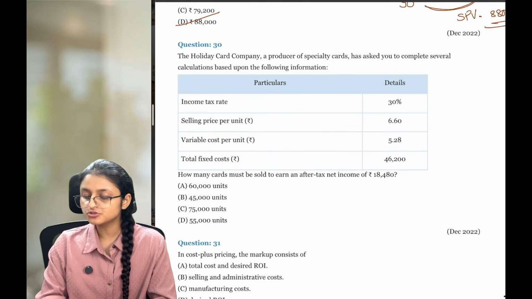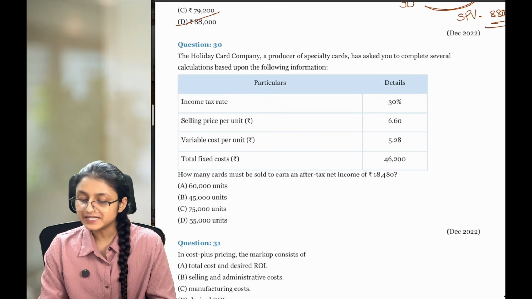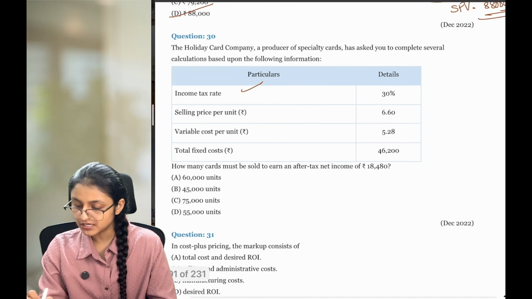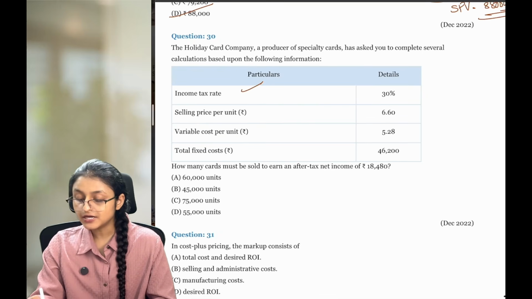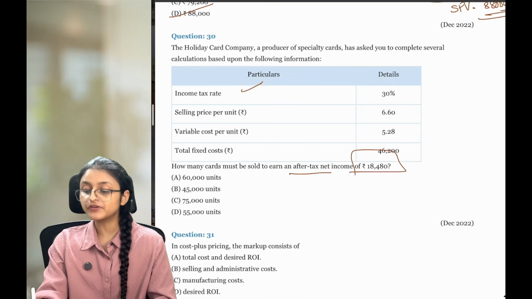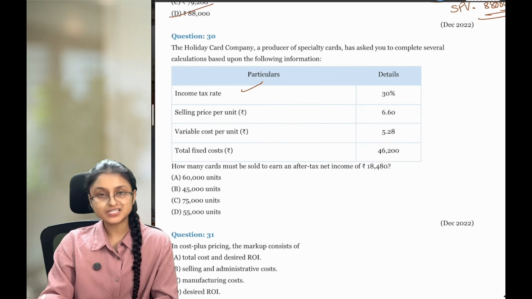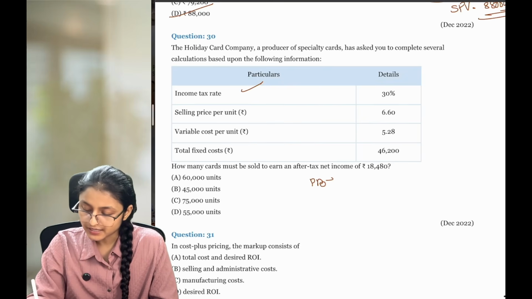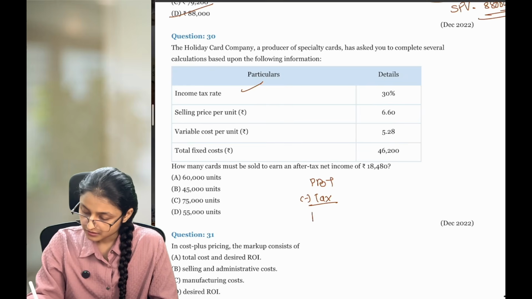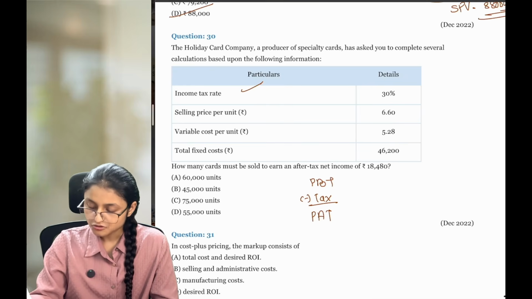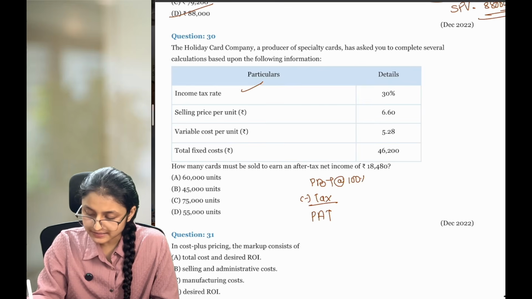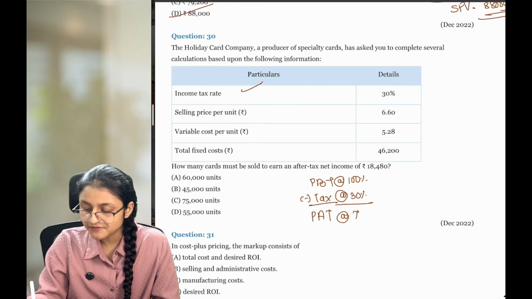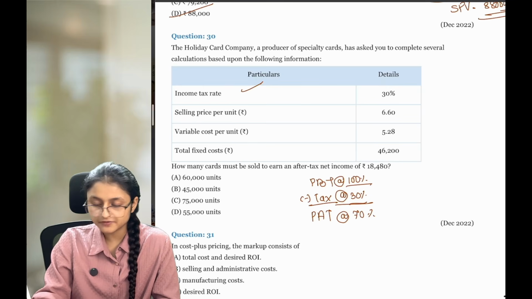Holiday Card Company, a producer of a specialty card, has asked you to complete several calculations based upon the following information. So we have income tax rate, selling price per unit, variable cost per unit, and total fixed cost. How many cards must be sold to earn an after tax net income of 18,480? Whenever they provide you after tax net income, it is always better for you to calculate profit before tax first. Profit before tax minus taxes is how we get this profit after tax. Okay? So if I have this profit before tax at 100%, income tax rate as 30%, that means my profit after tax is going to be 70%. If this is 100 minus 30, it will give you 70% only.